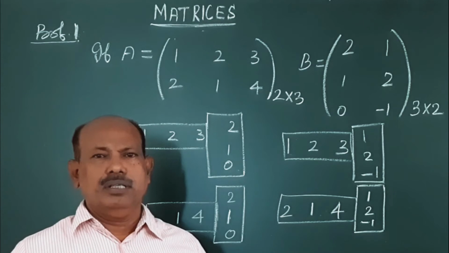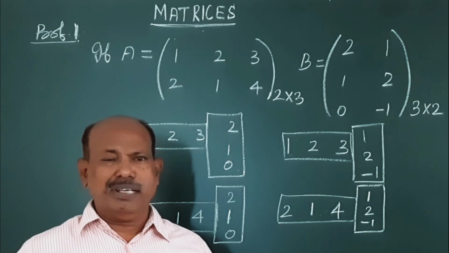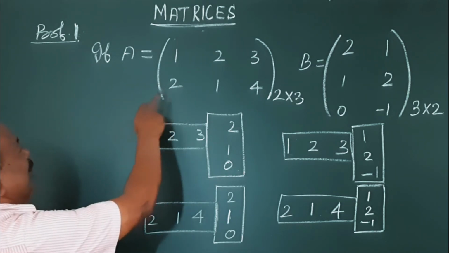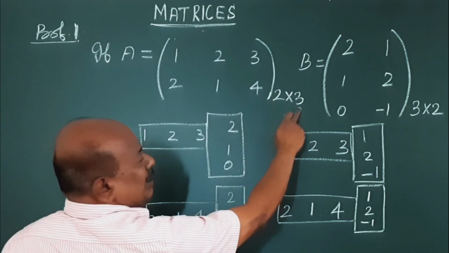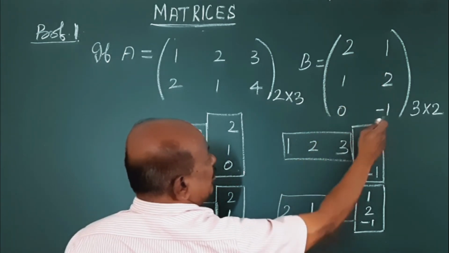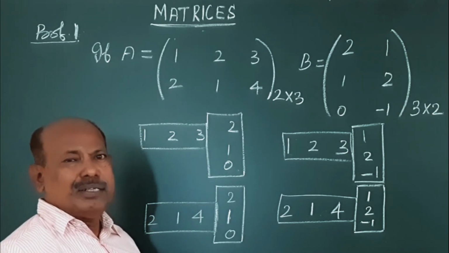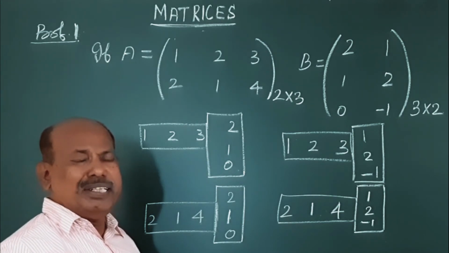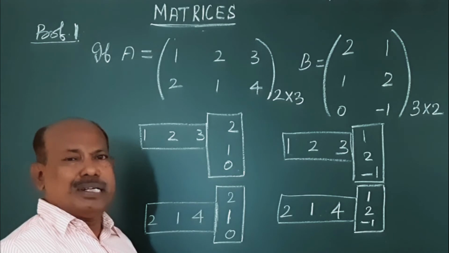Now we have to work out two problems with regard to multiplication of matrices for your easy understanding. You see here the problem number 1. If A equal to 1, 2, 3, 2, 1, 4, that is a 2 by 3 matrix, then B equal to 2, 1, 1, 2, 0, minus 1. Now we have to find AB, A into B. Before that, we have to see that the columns of the first matrix equal the rows of the second matrix. If it is so, multiplication is possible.